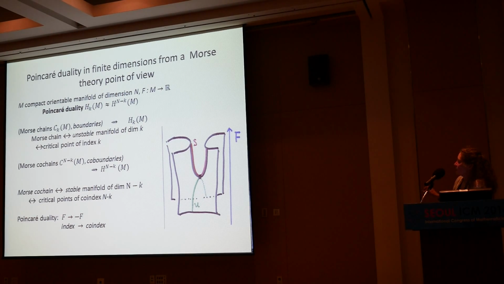Poincare duality is reversing F with minus F, just turning the picture upside down. Index becomes co-index. Homology becomes cohomology in the complementary dimension. So that's why Poincare duality means turning things upside down.